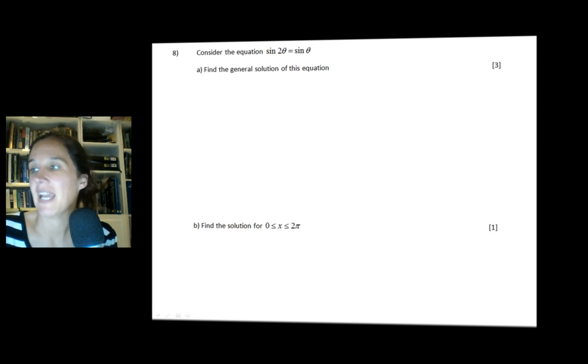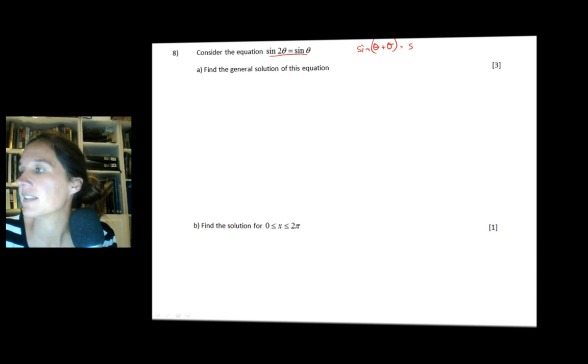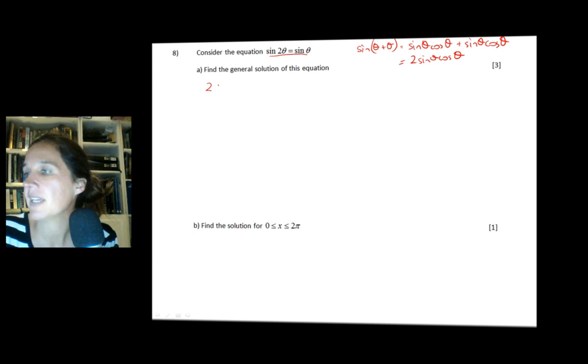Now looking at question 8, we're considering our equation sine 2 theta is equal to sine theta. We think through, our sine of 2 theta is theta plus theta here. So we get sine of theta cosine of theta plus sine of theta cosine of theta. So this becomes 2 sine of theta cosine of theta. Substituting this in, we get 2 sine of theta cosine of theta is equal to sine of theta. We subtract sine theta from both sides: 2 sine of theta cosine of theta minus sine of theta is equal to 0.